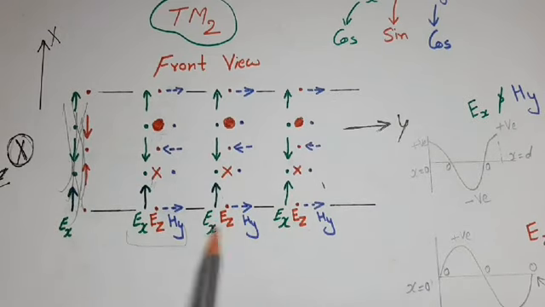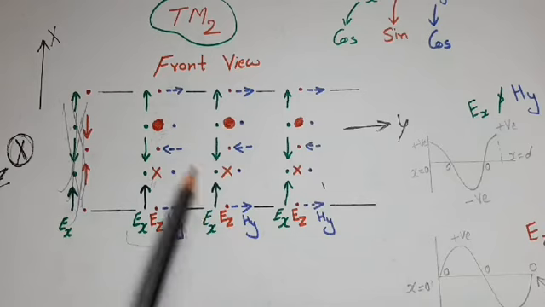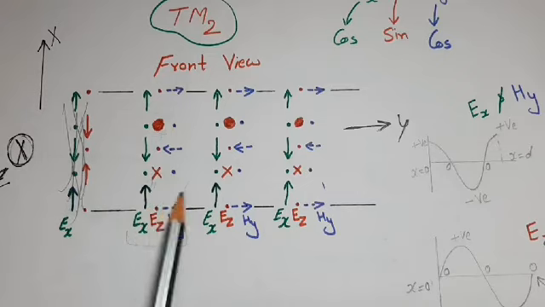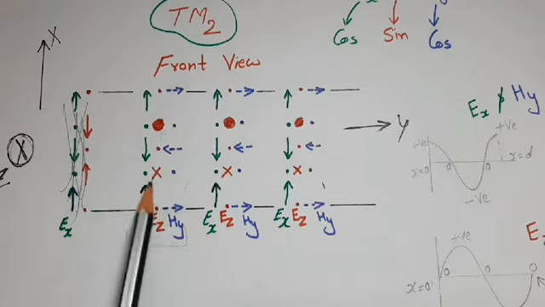In z direction, that is into the paper, the field will vary sinusoidally as we see in TM1 mode. So here we are not showing that variation again. Here in the front view, we can show only x direction and y direction variation.